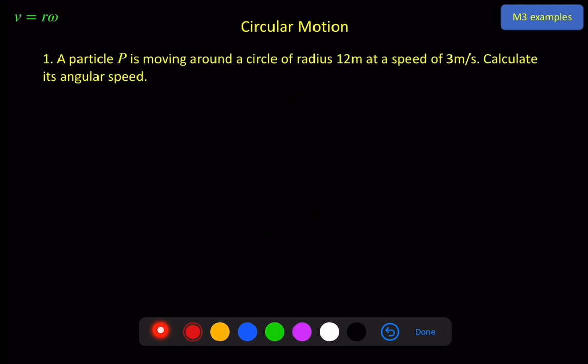So a couple of very quick questions. Particle P is moving around a circle of radius 12 at a speed of, and there we go, speed means v, 3 meters a second. Calculate its angular speed. Omega, quickly rearranging this, gives us v over r. 3 over 12 is 0.25 radians per second.